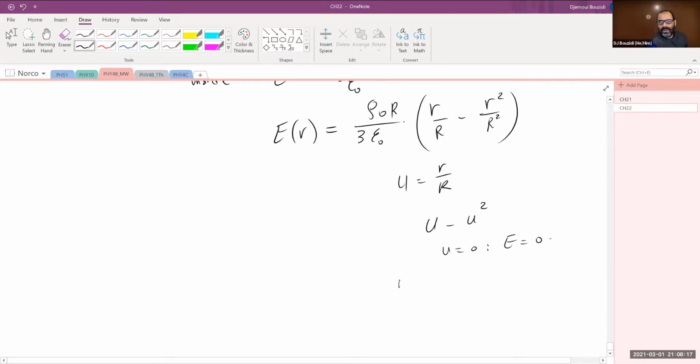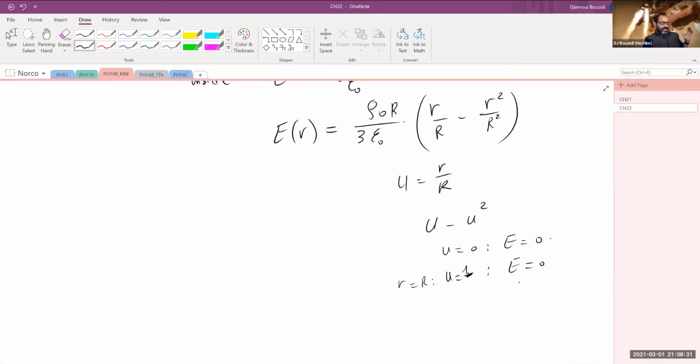For u equals 1, namely when r is equal to R, where u is equal to 1, I'm sorry, then in this case also E is equal to 0. So the electric field starts from 0, ends up in 0, and as a matter of fact, outside of the sphere is also 0. We just argued that. So it starts from 0 and ends up back into 0 inside the sphere.